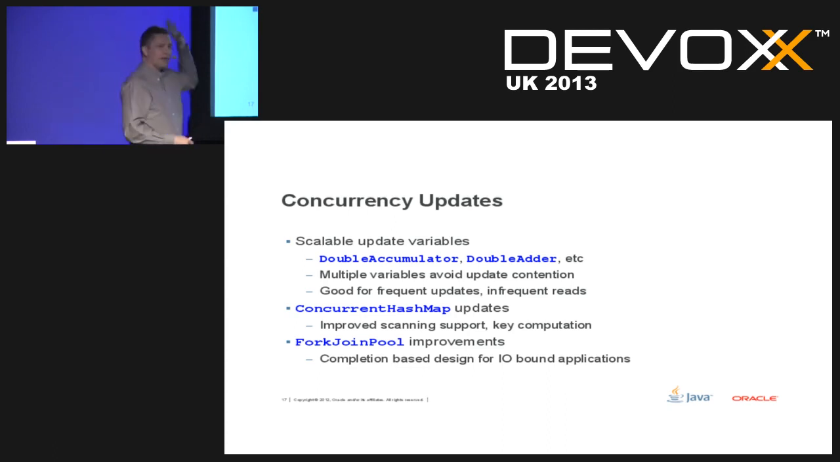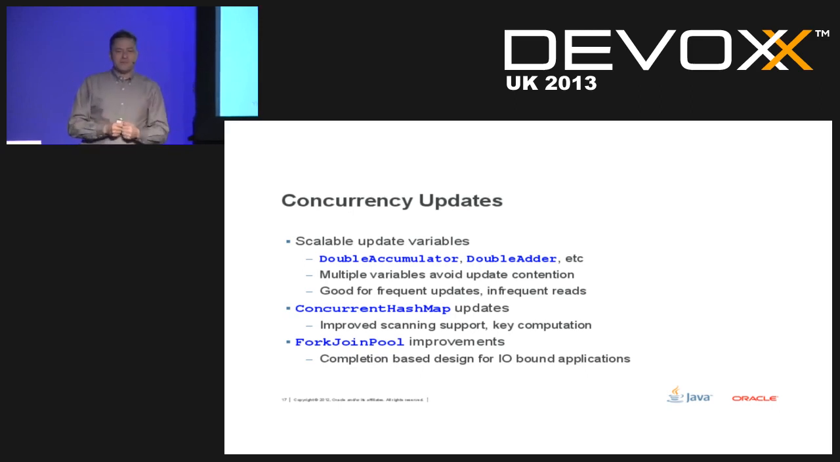So there's what's called a double adder and a double accumulator. A double adder, as you would expect, is where you can add things to that variable. A double accumulator is where you can specify an anonymous function, as in a Lambda expression, to define what the accumulator is actually going to do. So what function you want it to perform when it's being updated. So that's one interesting thing that we're doing.